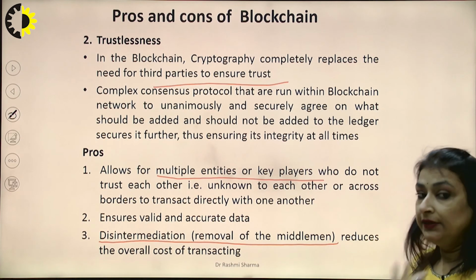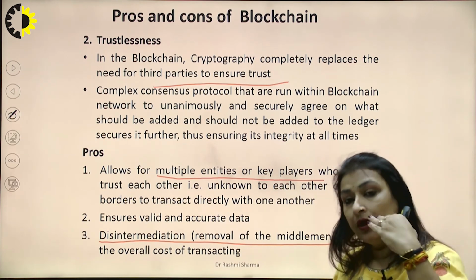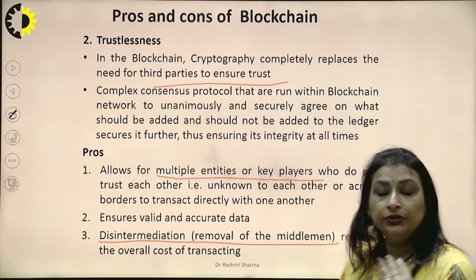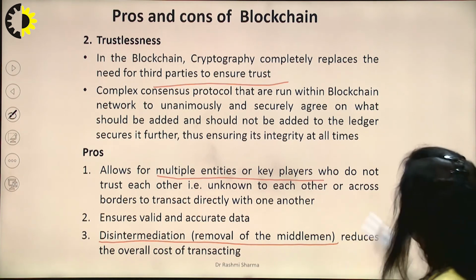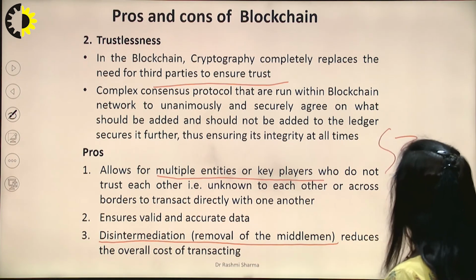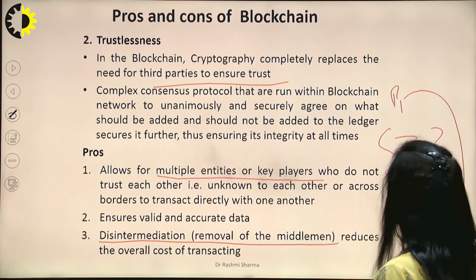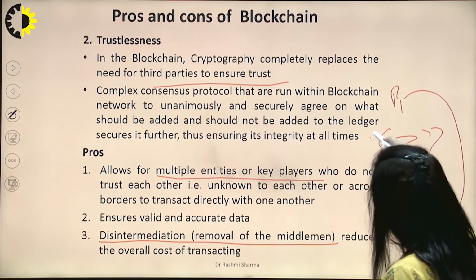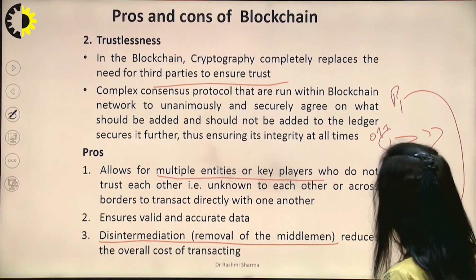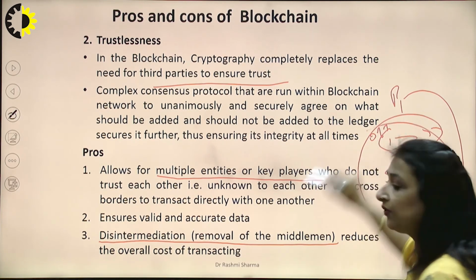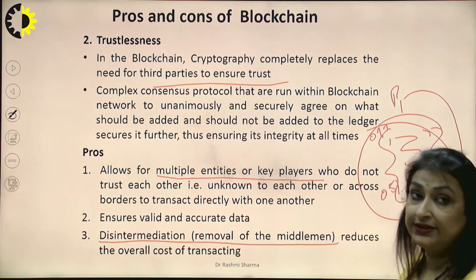So obviously the middleman is removed, so the cost is reduced. If the hierarchy is removed and there is a direct connection between these two persons, then if one takes 0.1% and another takes 0.5%, approximately 1% of the cost is reduced. So that is an advantage.